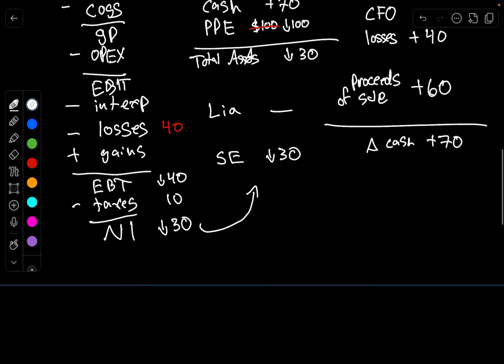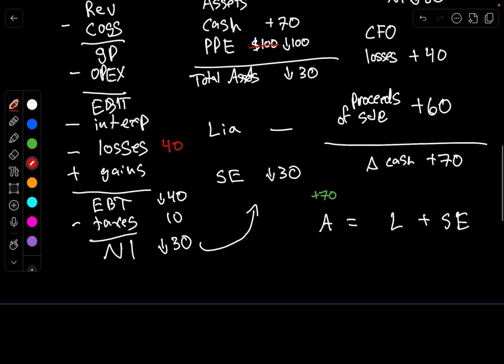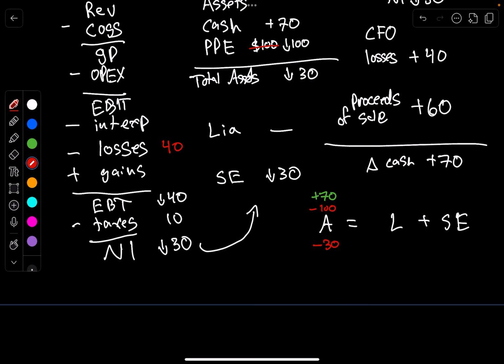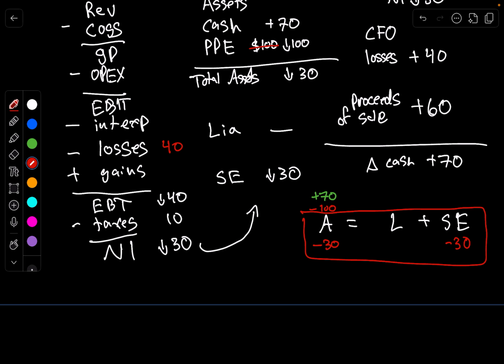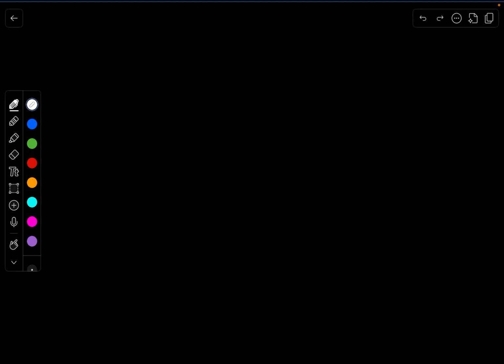So let's look at our formula here. Assets equals liabilities plus shareholders' equity. Well, we know up here that we had a positive 70, then we had a minus 100, and that gives us a minus 30 overall. And we know that our shareholders' equity is a minus 30 overall. So because of that, our balance sheet balances. Right? So now let's look at an example of a gain on sale.